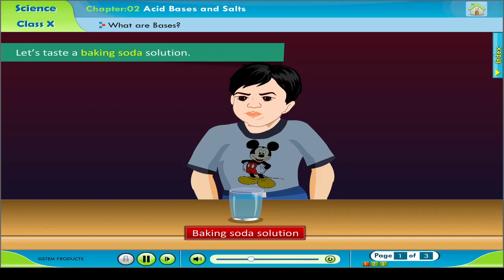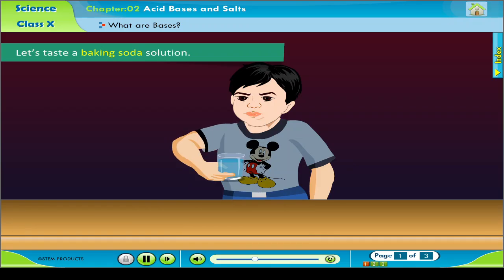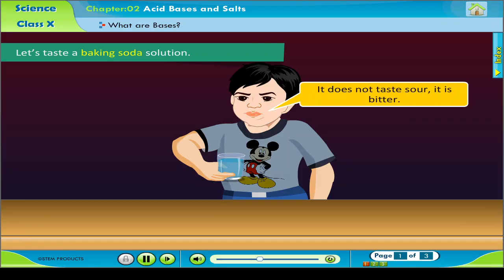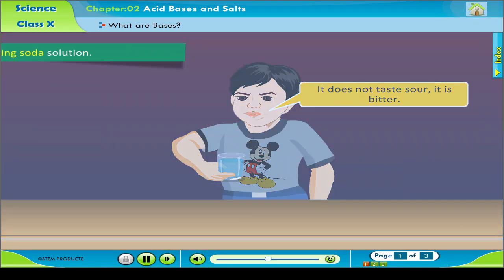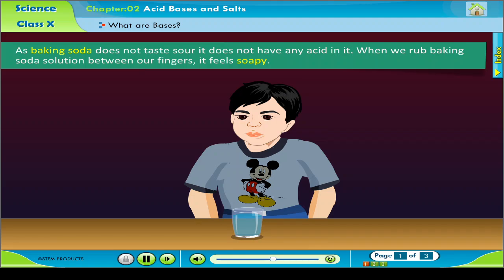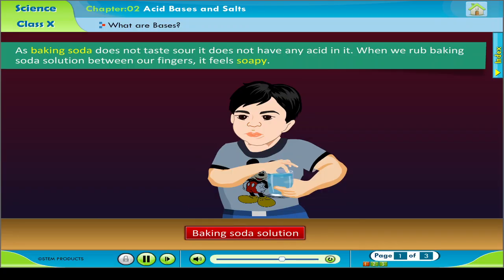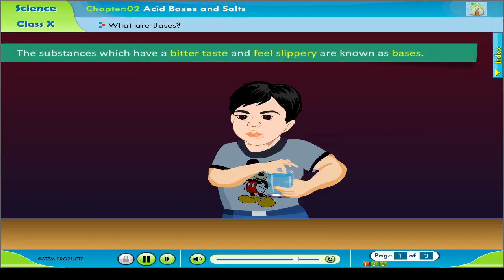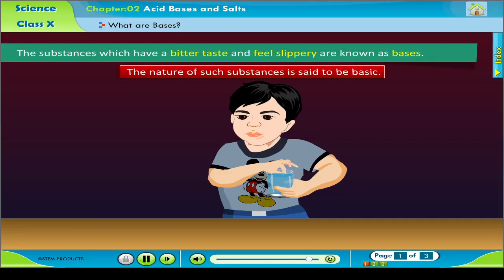Let's taste a baking soda solution. It does not taste sour, it is bitter. As baking soda does not taste sour, it does not have any acid in it. When we rub baking soda solution between our fingers, it feels soapy. The substances which have a bitter taste and feel slippery are known as bases. The nature of such substances is said to be basic.